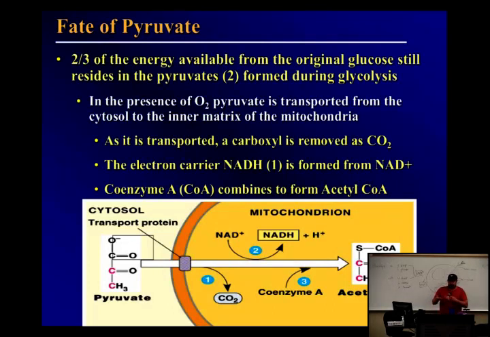The molecule that comes out of this is another molecule, right? It has a different name because it has a different shape. But it's called acetyl-CoA, and it is formed by coenzyme A. What's a coenzyme? What's a cofactor?